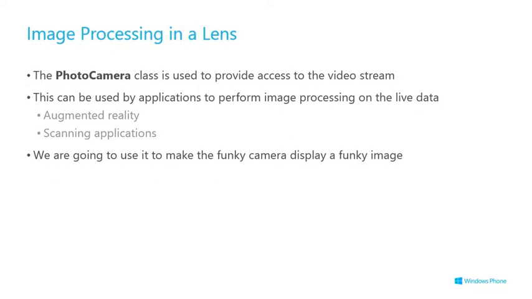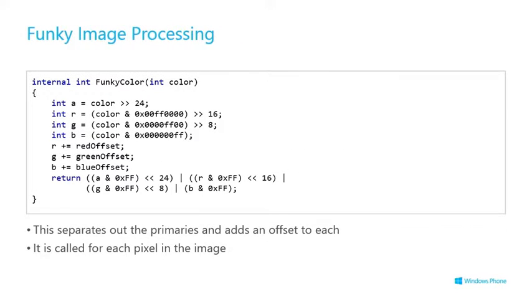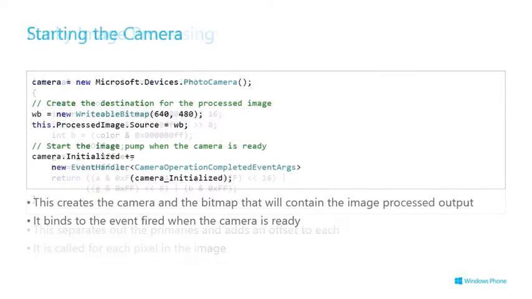So we're going to use the photo camera class as well, which is the same one we just used, but this time what we're going to do is grab frames from it and process them in real time to make a distorted image. So what we're going to do is for every pixel in each frame that we grab, we're going to get the alpha, the red, the green, and the blue elements of that and just shift them. So we're going to distort the coloring of it. That's what we're going to do for every single pixel and every frame that we capture.